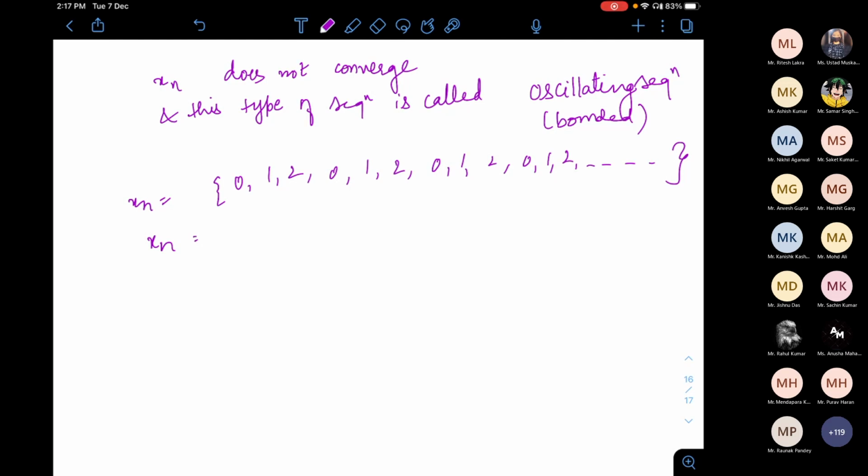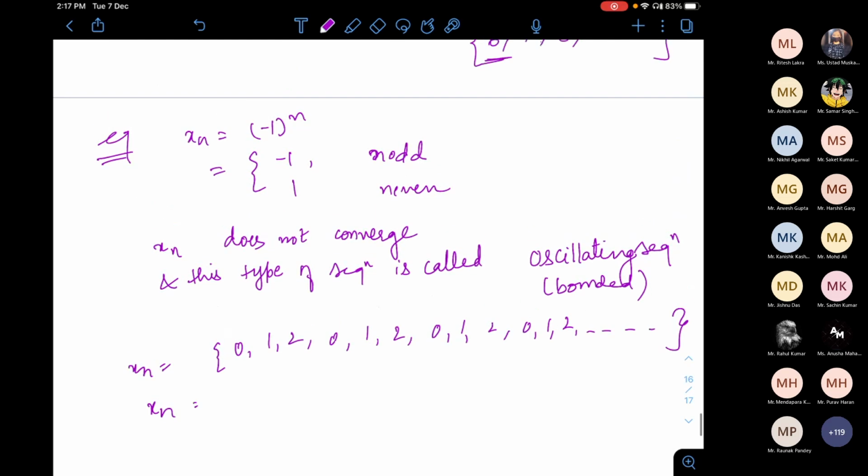Can you repeat this once again? Okay, I am saying that I have taken the sequence (-1) to the power n. The sequence will take either the value minus 1 or plus 1. This sequence, I am saying, does not converge.